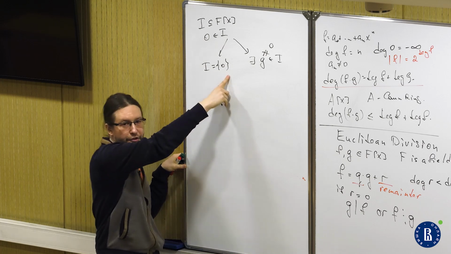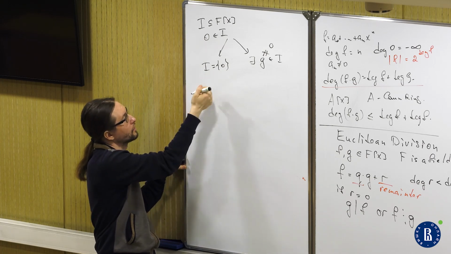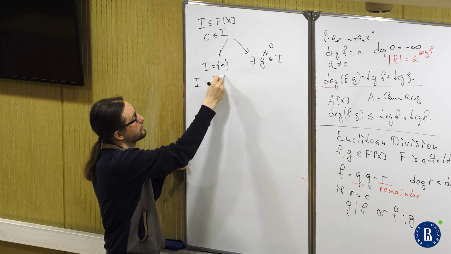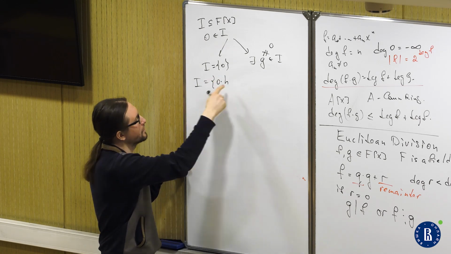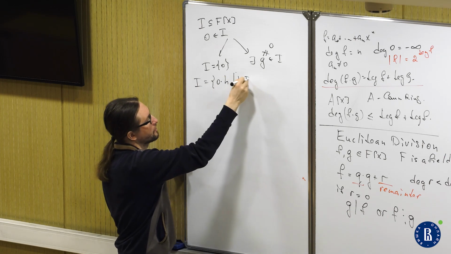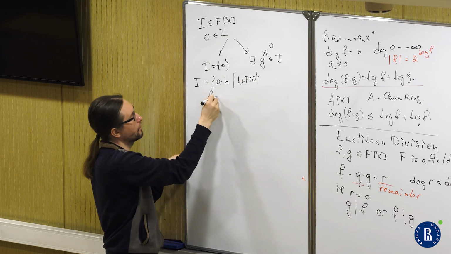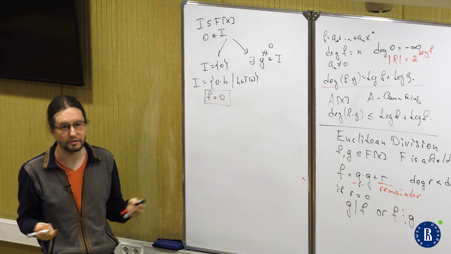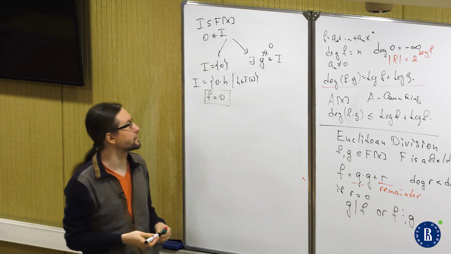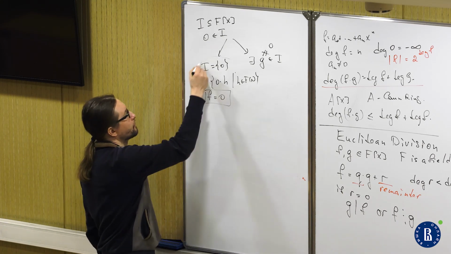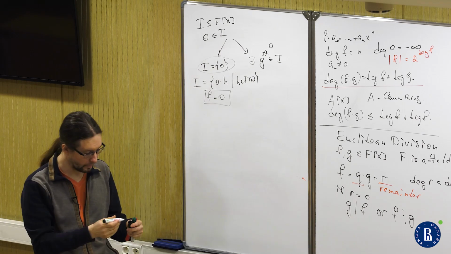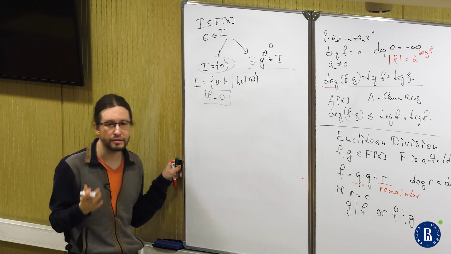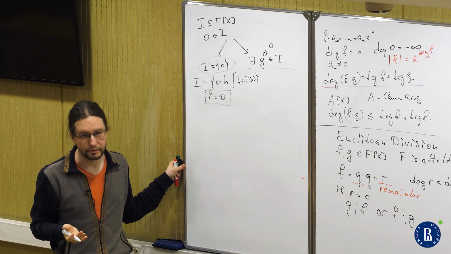Well, if this is true, then our ideal consists of all elements divisible by 0, let's say. So we should take f to be 0 in this case. Well, everything divisible by 0 is just 0 itself, because 0 times anything will be 0. So this option is clear. Now, let's take a look at the second option. So we know that there are non-zero polynomials in our ideal.